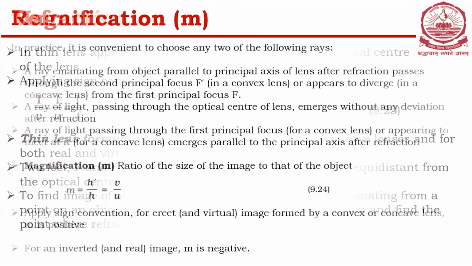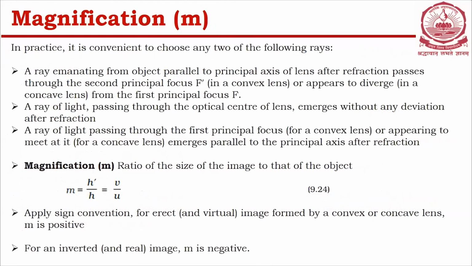Now, coming again to the point of magnification. Magnification is the ratio of the size of the image to the size of the object. After applying the sign convention, it is minus v by u. So you can apply the sign convention and find out the magnification of the image formed by the lenses, simply from that.